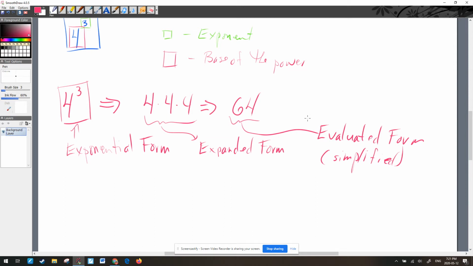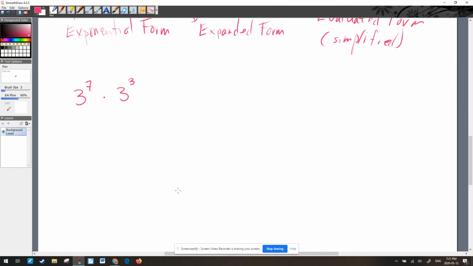Okay, so those are all different forms, and there's going to be times where I'm going to ask you to write as, so here's where you have to be careful. I might say, take this expression and write it as a simplified exponential form. So an example of that. So if I had 3 to the 7th times 3 to the 3, let's say, and I gave you a question and I said, write your answer as a simplified exponential form.